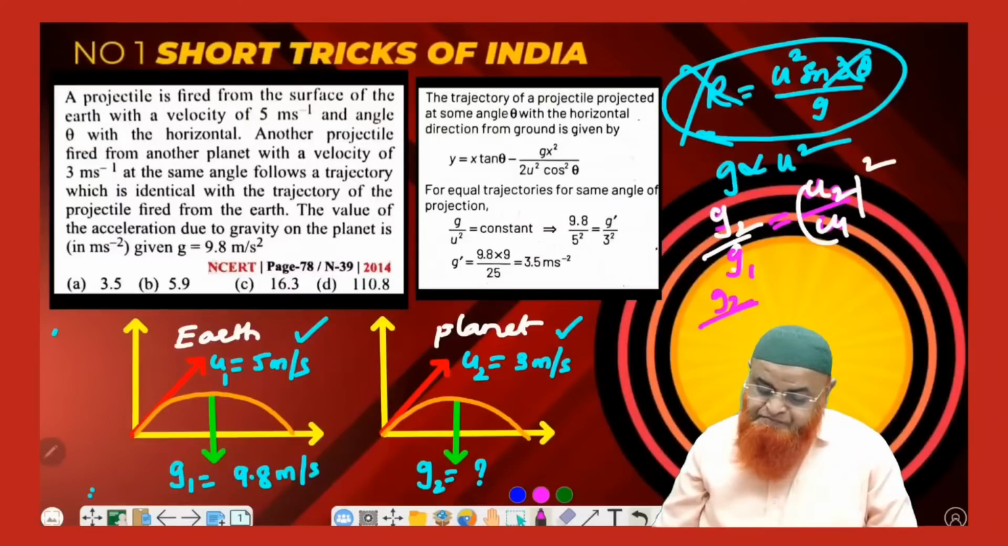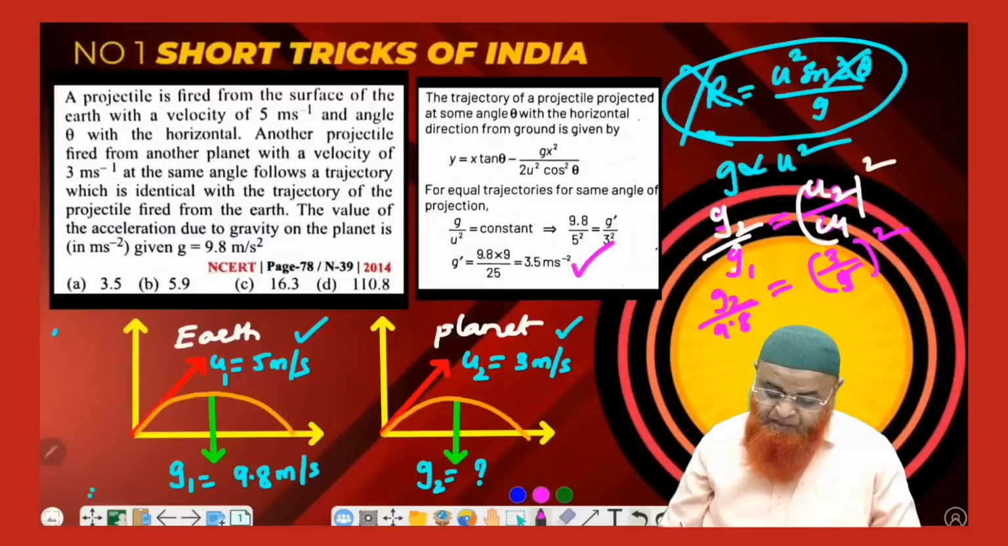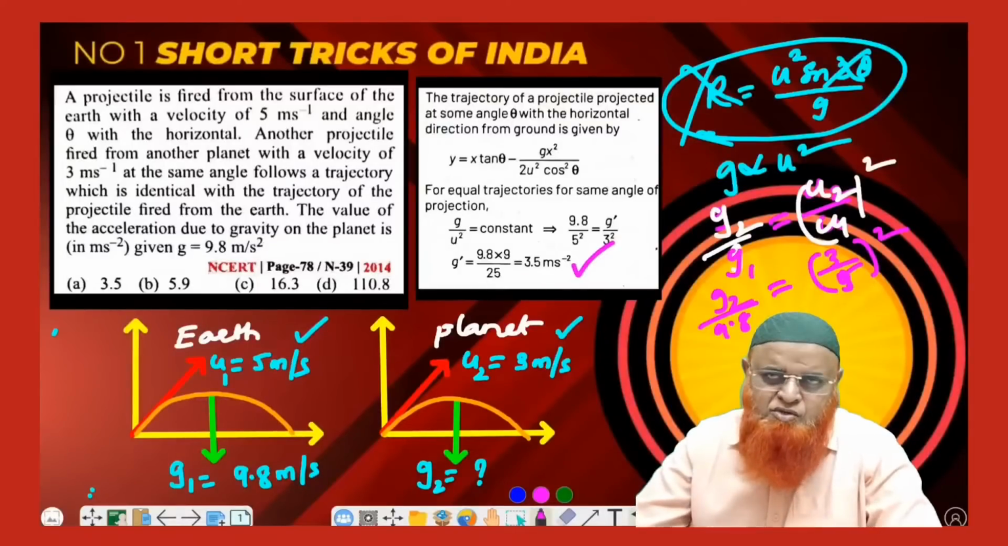G2 we don't know, we have to find it for the second planet. For Earth it is understood as 9.8, and that is equal to U2 by U1, that is 3 by 5, whole square. By simplifying this, you will get G2 as 3.5 meters per second squared. This is a simple method to solve the problem. Hope you have understood this one.